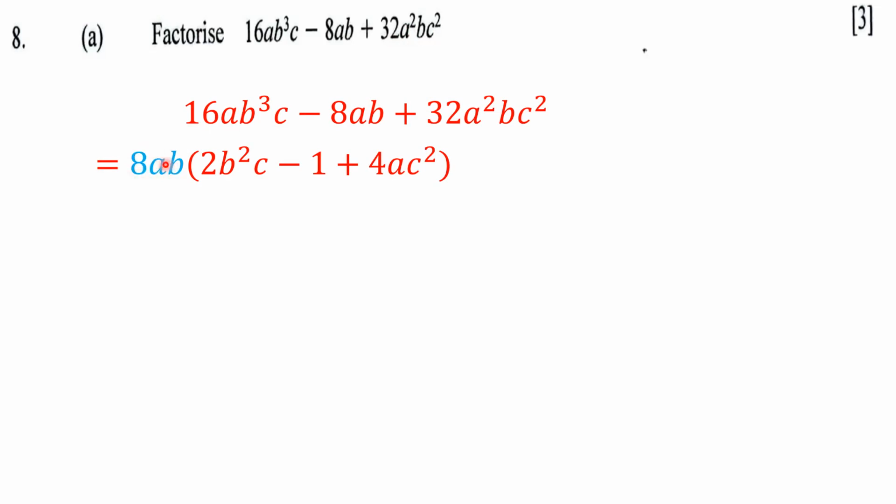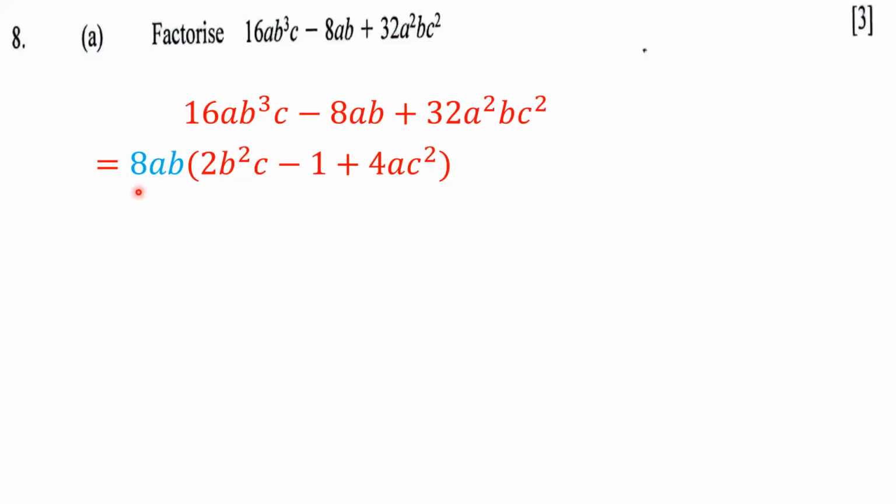So we have 8ab. So 8 times 2 is going to be 16, right? So that's how we get the 16. And then a is already here, right? And then we say b times b squared, that's going to be b to the third power. And then c, we put c here because c is there.